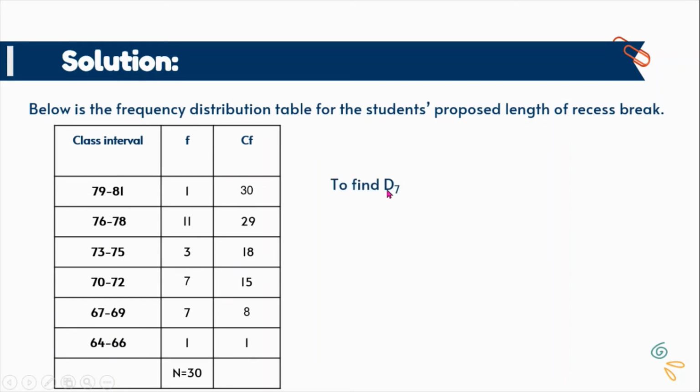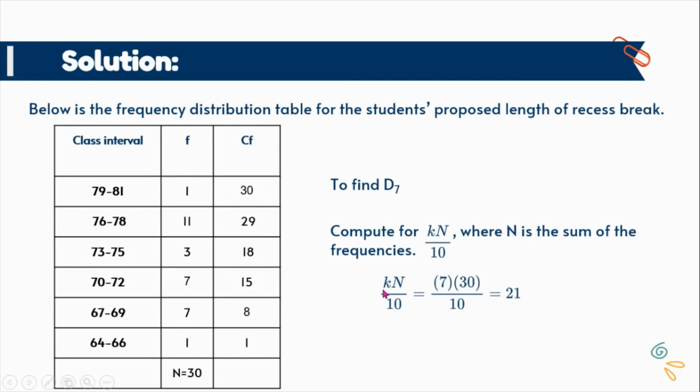To find the 7th decile or D sub 7, compute for kN over 10, where n is the sum of the frequencies. Our k is equal to 7 since we are looking for the 7th decile, or D sub 7, times 30, the value of n, since the total frequency here is 30, over 10. That is 7 times 30 over 10, that's 21.